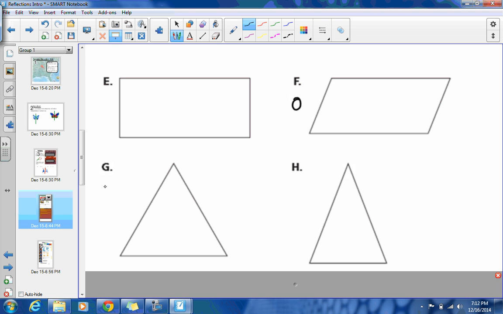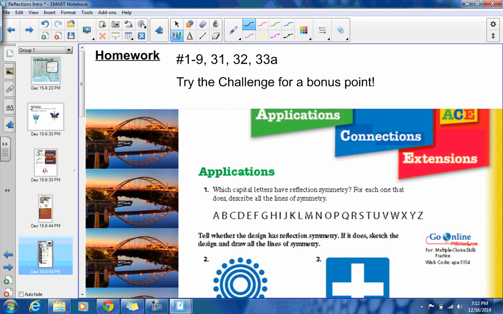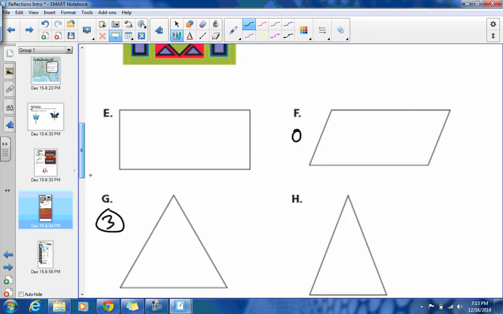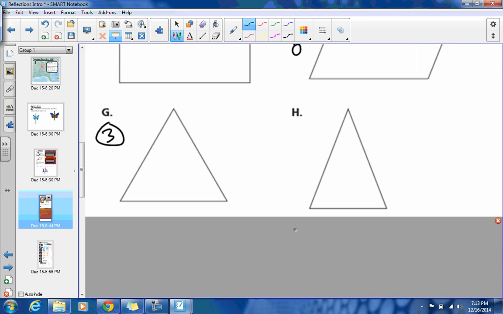Whereas in letter G, there's actually 3. This is an equilateral triangle, meaning all the sides are congruent. If you cut it like that, perfectly, it would cut it directly in half. You could fold it over that line and it would match up. You do the same thing right here.